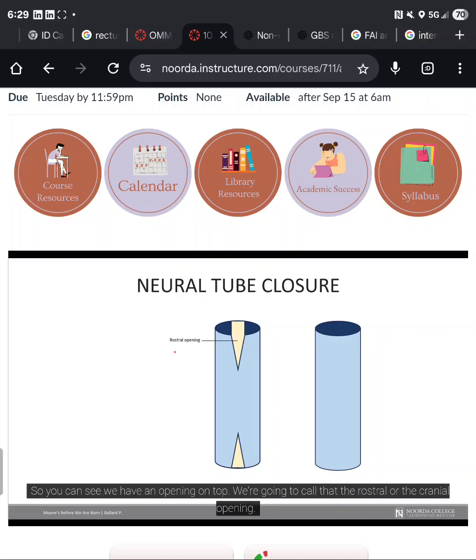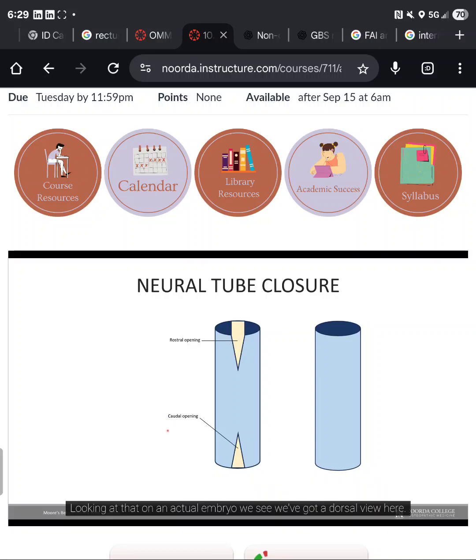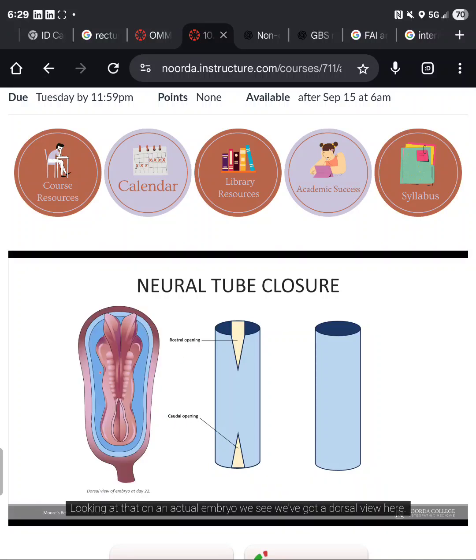So you can see we have an opening on top. We're going to call that the rostral or the cranial opening. And then we also have an opening inferior, and we're going to call that the caudal opening towards the tail. Looking at that on an actual embryo, we see we've got a dorsal view here. So it'd be the cranial end. We've got the caudal end.